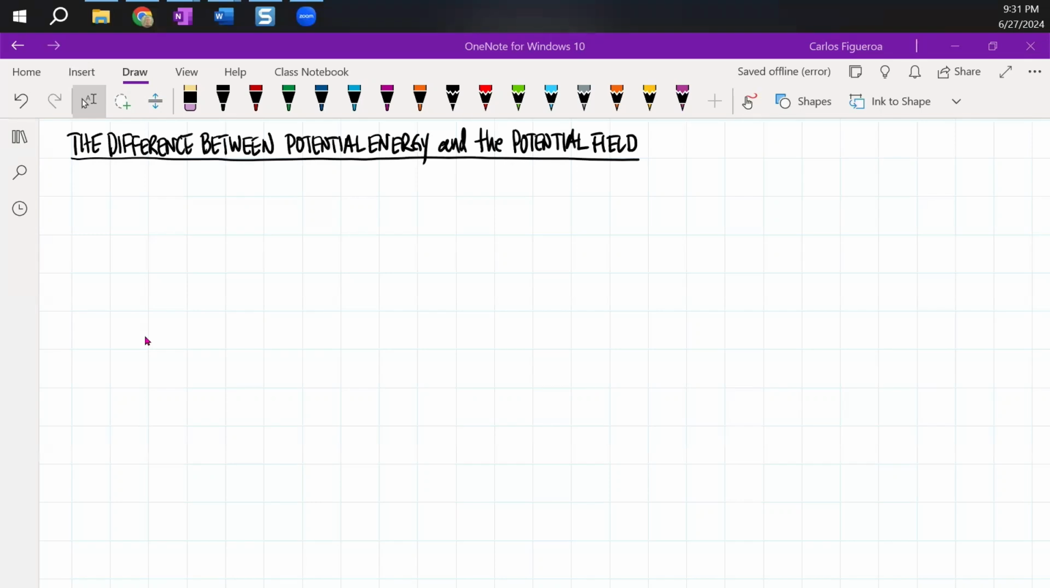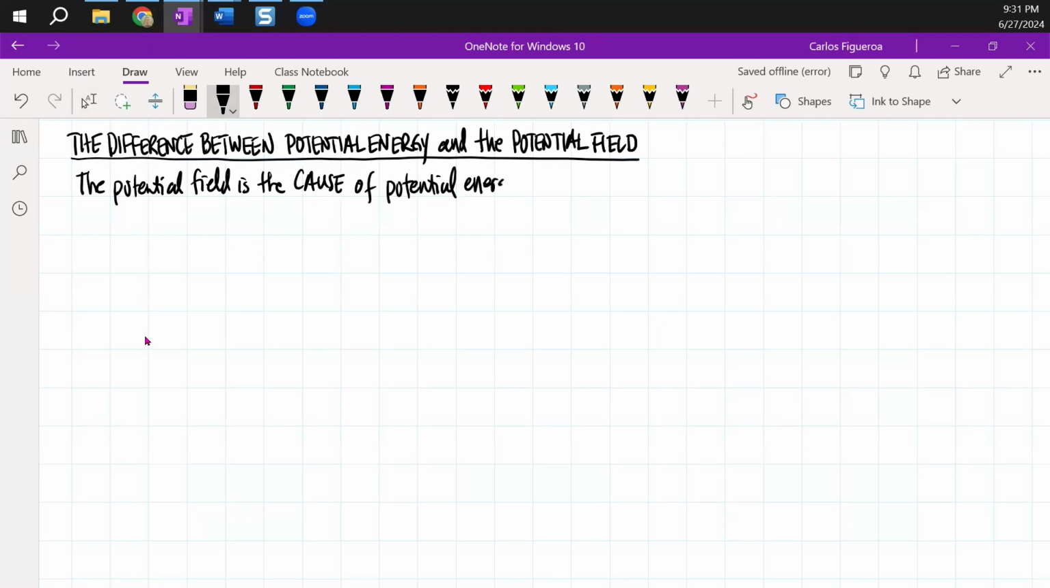The difference between potential energy and the potential field. The potential field is the cause of potential energy. Therefore, they can't be the same.